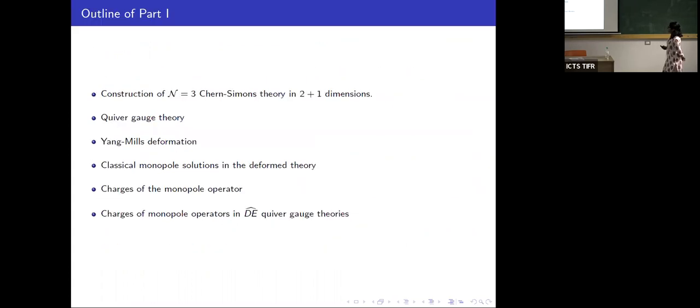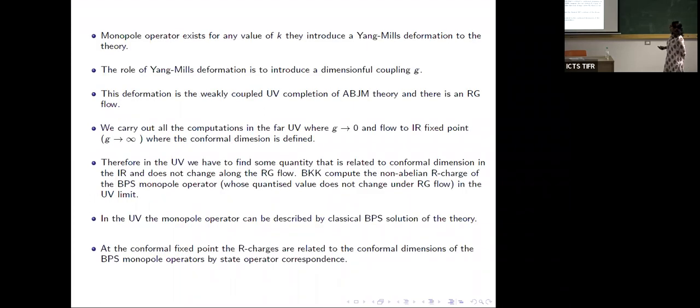Now the outline is as follows. From the R charges, you can figure out the conformal dimension. We will compute the R charges because the solution is BPS. The BPS condition will relate the charges to the energy of the corresponding states, and after using the BPS condition, one can use the state-operator correspondence, which relates the charges to the conformal dimension of the corresponding states.